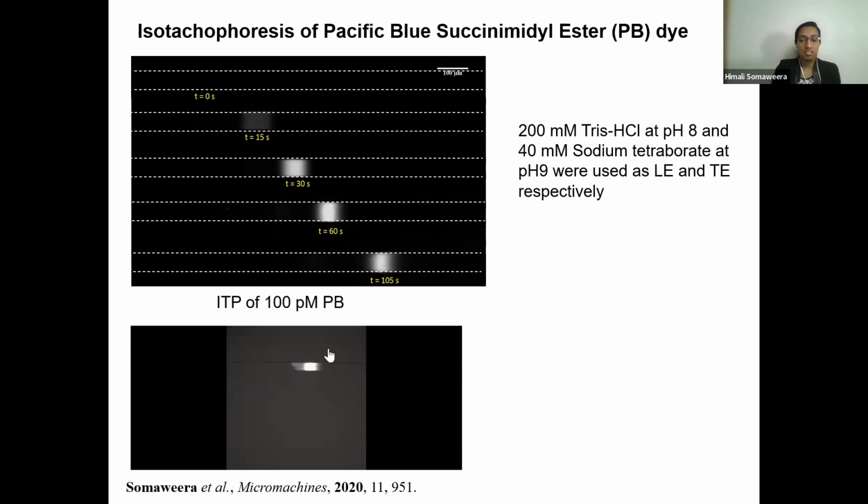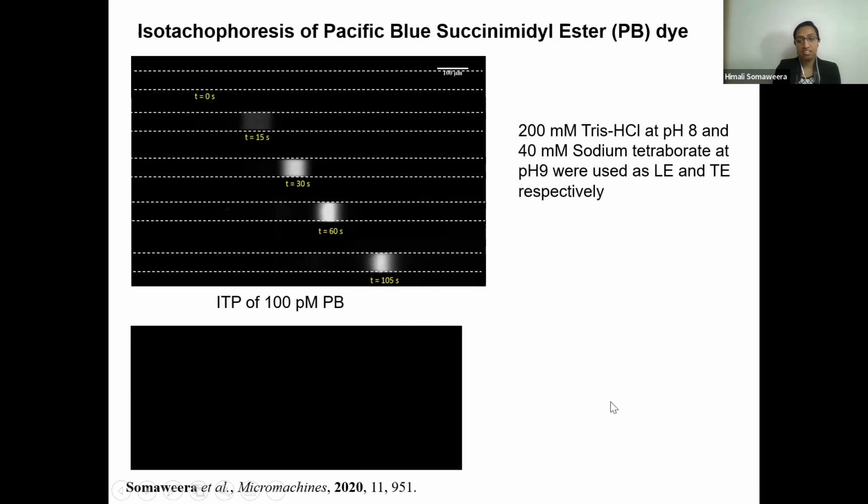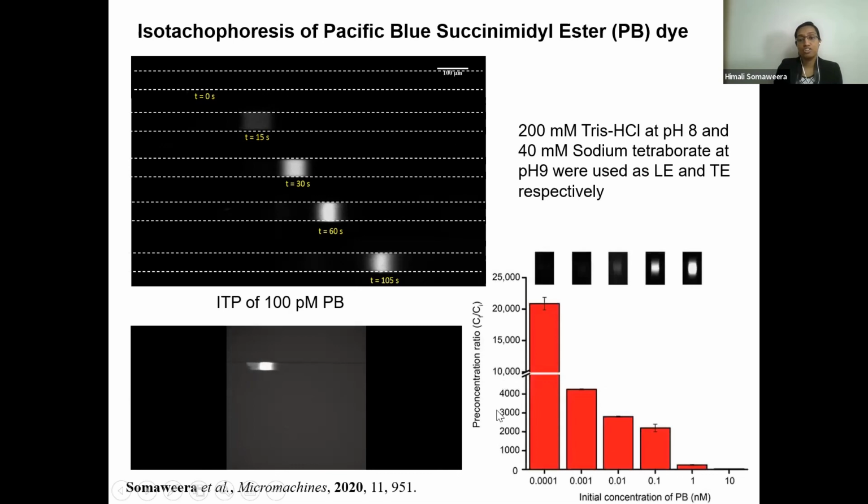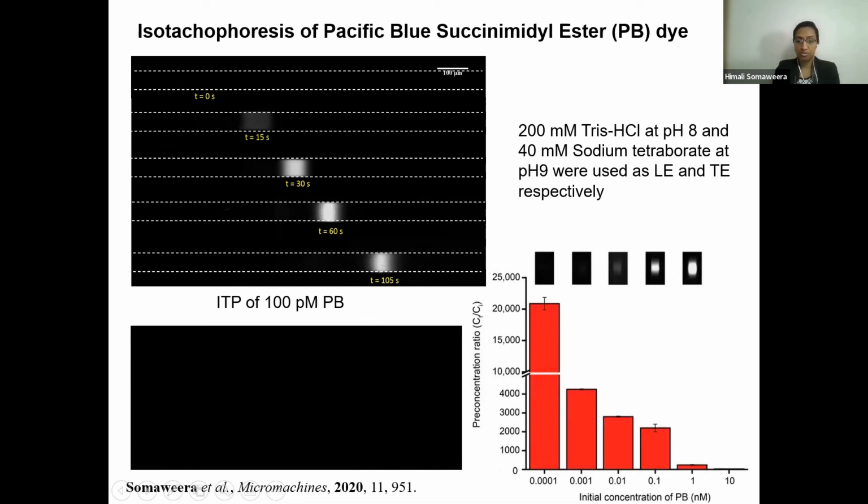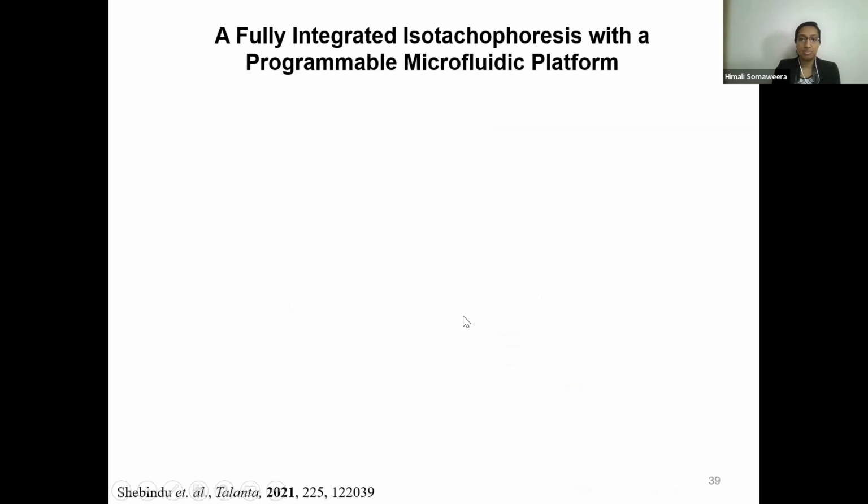It flows at the same velocity, and then you can detect it under the microscope. So the pre-concentration ratios were calculated, and you can see the initial concentration is 0.0001. The pre-concentration ratio is increased to 20,000. We can detect even pretty small nanomolar concentrations using this technique. That's the beauty of this technique.